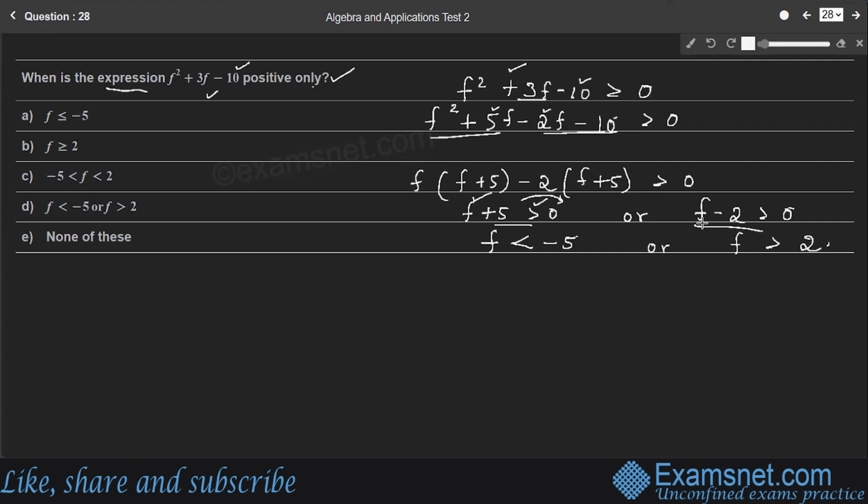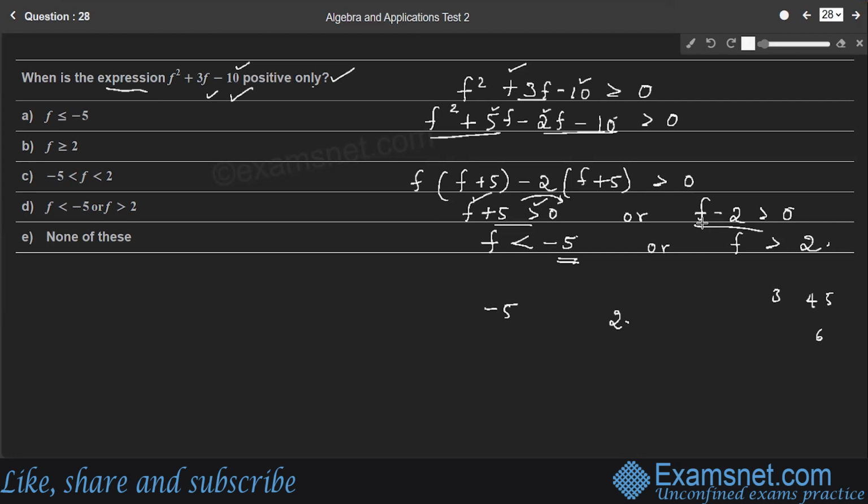Alright, so you can verify the answer by taking f less than minus 5. It may be minus 6, minus 7, minus 8 or so on. And f is greater than 2. So if f is 3, 4, 5 and so on. So between minus 5 and 2, the given expression cannot be greater than 0.